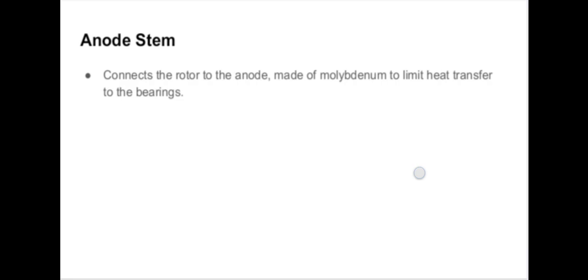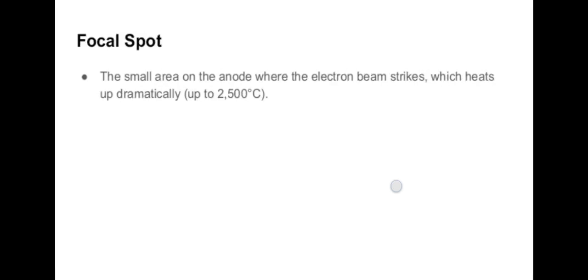The higher the length of the stem, the higher the inertia of the tungsten disc. So, more will be the load on the bearings. Hence, it is desirable to keep the stem as short as possible. Then, next is about the focal spot. Usually, the small area of the anode where the electron beam strikes will heat up dramatically, that is up to 2500 degrees Celsius.